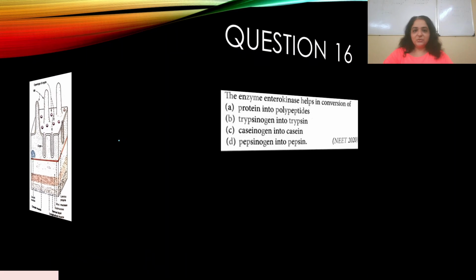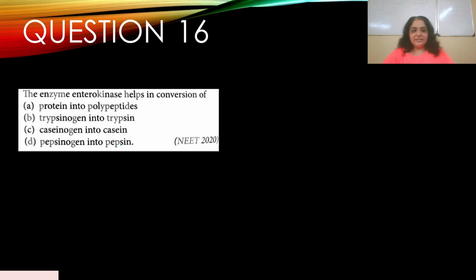Let's move on to the next question. Question number 16. The enzyme enterokinase helps in conversion of, it appeared in NEET 2020, so it's quite recent. A, protein into polypeptides. B, trypsinogen into trypsin. C, caseinogen into casein. D, pepsinogen into pepsin.